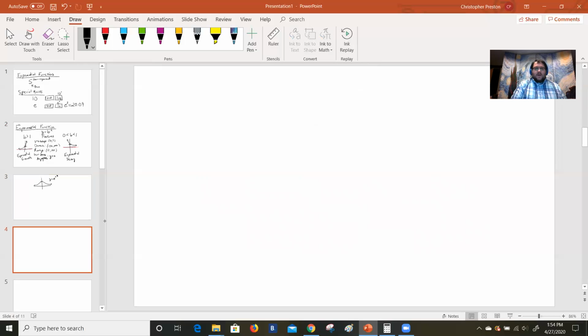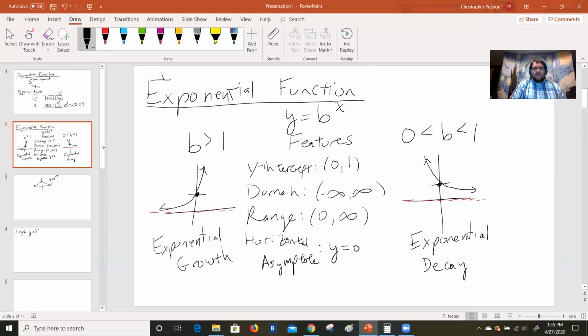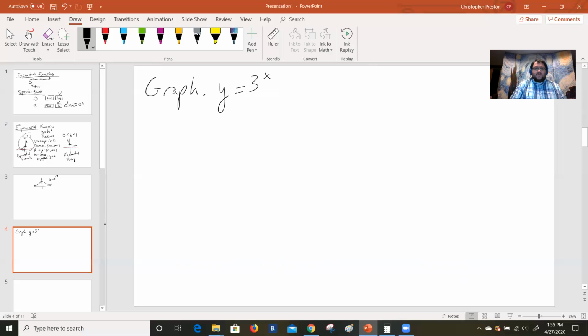So let's say I want to graph y equals 3 to the x. I would look back here and say, well, my base is bigger than 1, so it's this first situation. So I just draw that picture. It crosses at 1, goes like that, okay? And you might wonder, where's the 3 at?